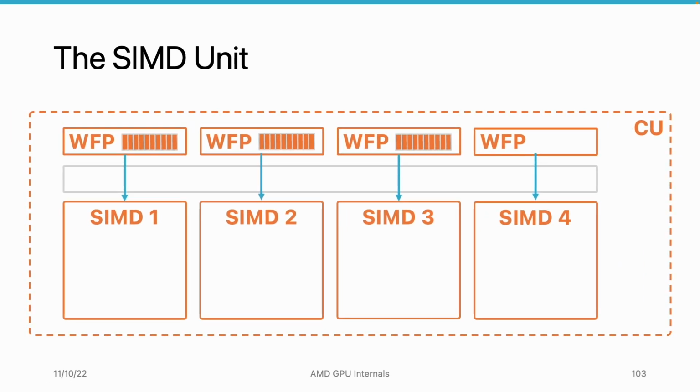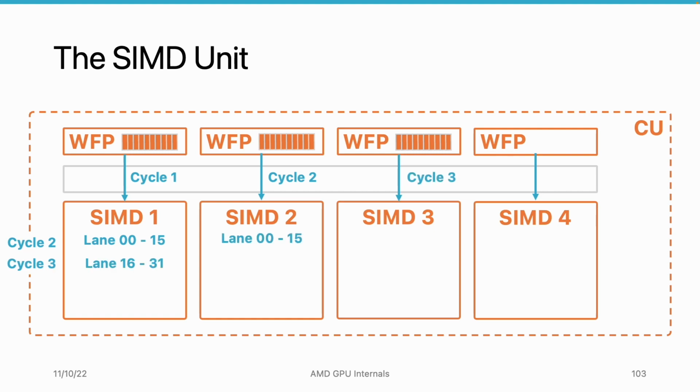In cycle 1, we issue 1 instruction to SIMD 1. In cycle 2, we issue another instruction to SIMD 2. Also at cycle 2, let's look at the SIMD 1 unit. We're executing the instruction on lane 0 to lane 15. In cycle 3, we're launching another instruction to SIMD 3, but look at SIMD 1 again, we're executing lane 16 to lane 31. As we keep going, another instruction is issued to SIMD 4, and this time in SIMD 1, we're executing lane 32 to lane 47.